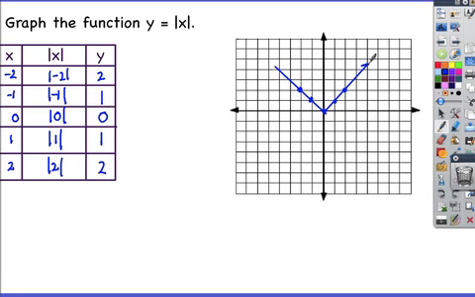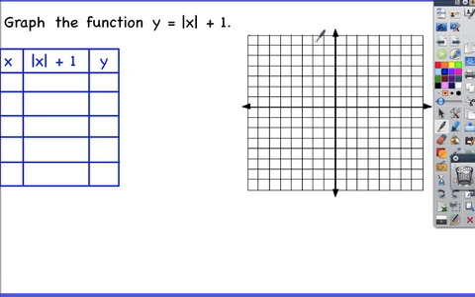Notice that while this didn't create a straight line, it created a shape of a V. Absolute value equations create graphs that look like the letter V. Let's try another one to see if it creates another V.